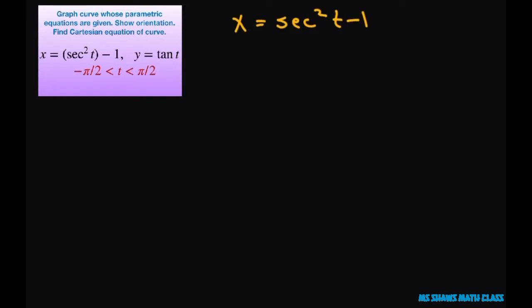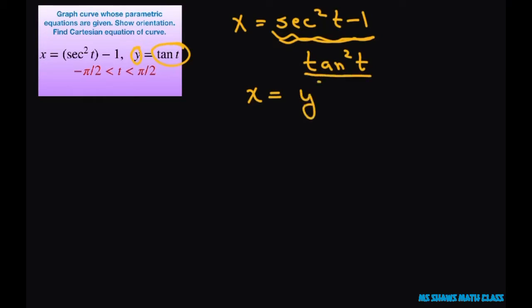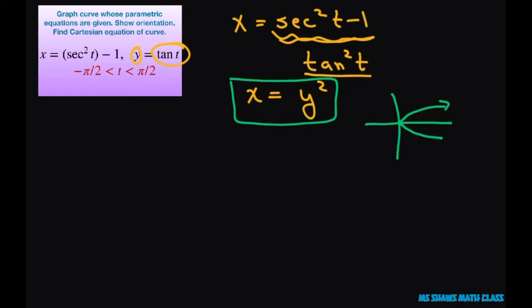Now, we know that this right here, secant squared of t minus 1, equals tan squared of t. And we also know that tan of t equals y, so we can substitute our tan of t for y and then just square it. So this is your Cartesian equation. Now, this is a parabola that opens to the right at center 0, 0.